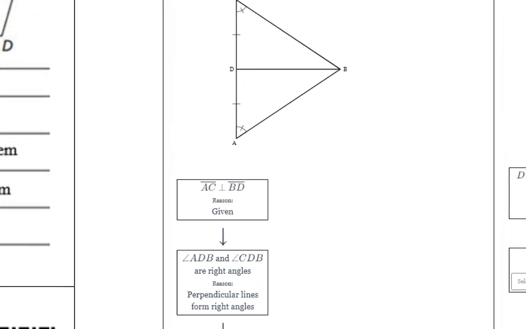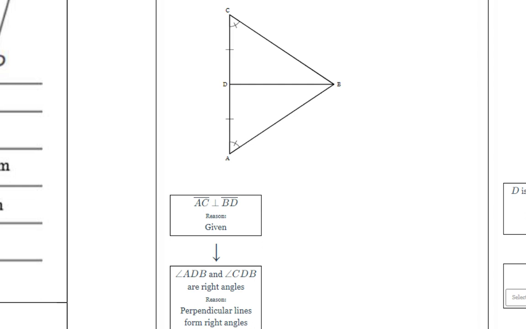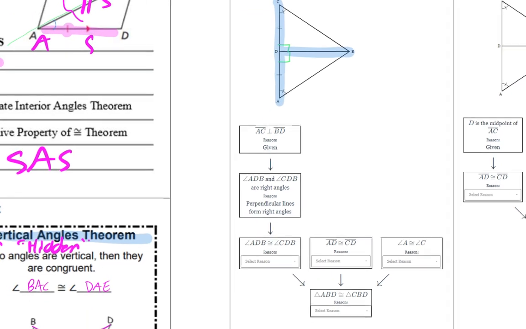How do we know ADB and CDB are right angles? Well, because perpendicular lines form right angles. We just talked about that on this other page, right? If these are perpendicular to each other, that's what it's saying. These are perpendicular. That means these form right angles. All right. Next, let's go and figure out the other part of this.